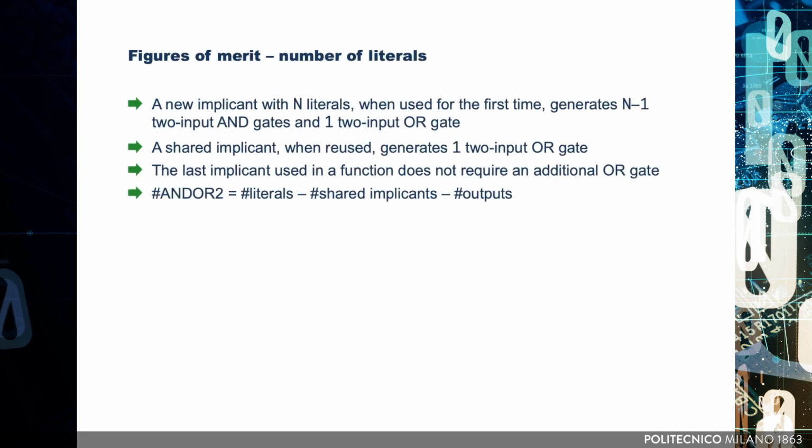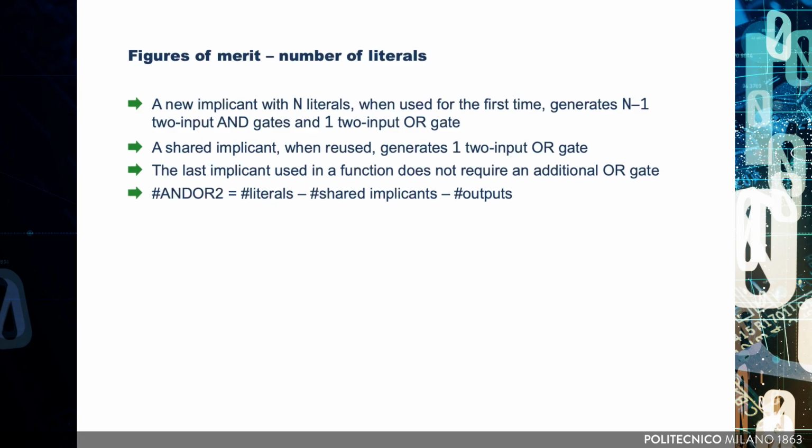Let us now analyze the second figure of merit. When selected for the first time, an implicant consisting of n literals needs n-1 2-input AND gates, and 1 2-input OR gate. If the implicant is selected again for another function, and therefore it is shared, it requires only 1 2-input OR gate. Finally, the last implicant selected for a function does not require an additional OR gate, since it can use the second input of the previously instantiated OR gate.